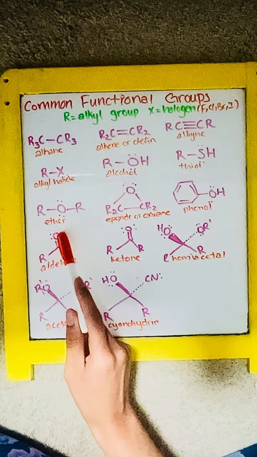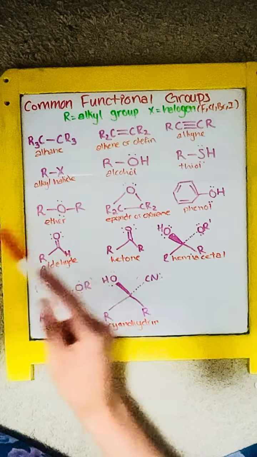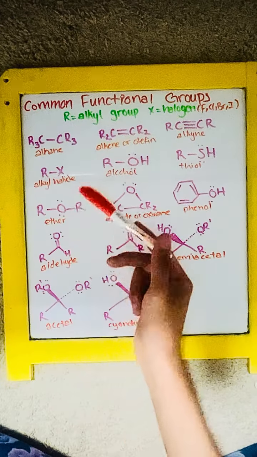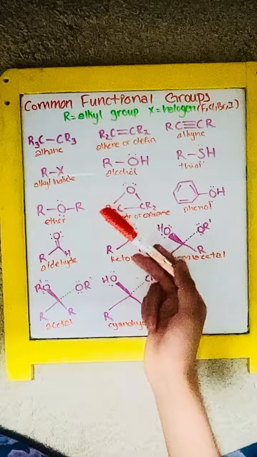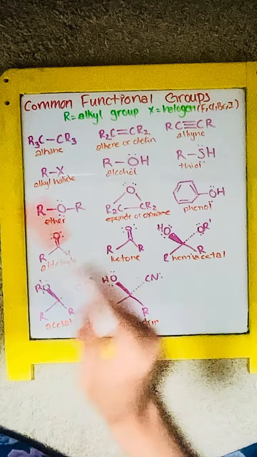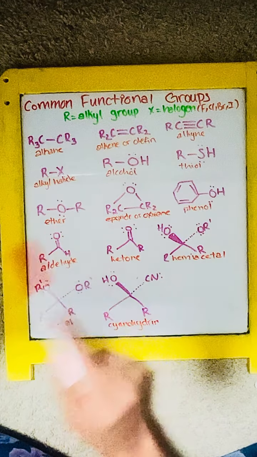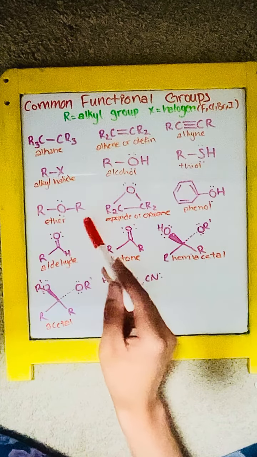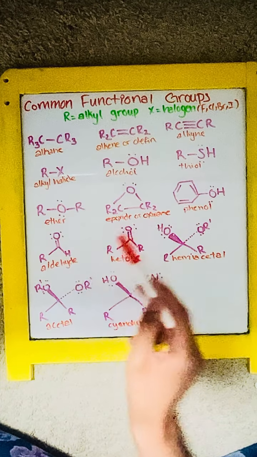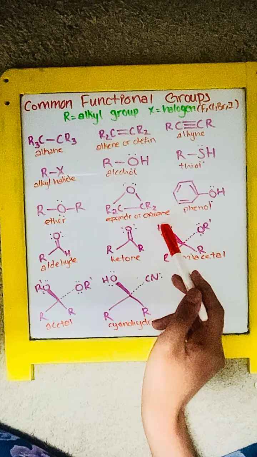Now we're going to come here, ether. On either side of ether, there's an alkyl group. Either side. So oxygen is at the center, and on either side, there is an alkyl group. It's not like an option, but on both sides. So it's ether. Now, epoxide or oxirane.